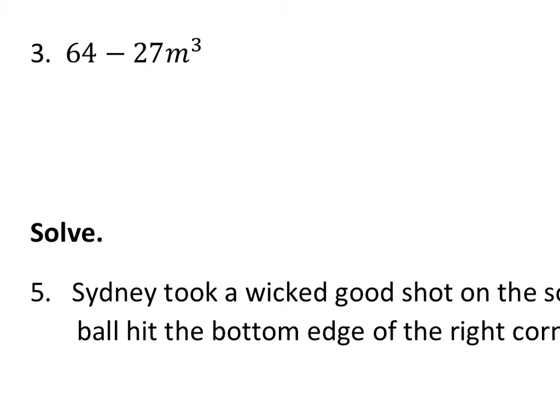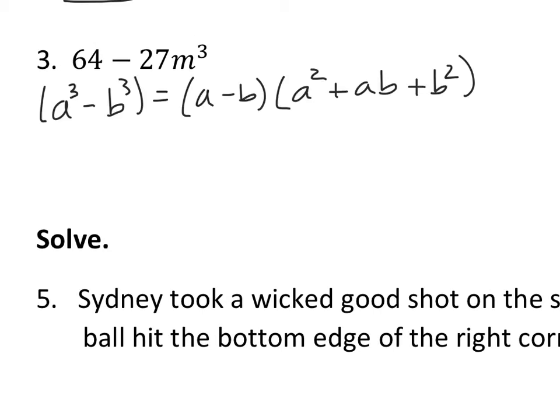All right, question 3 is the difference of cubes. 64 is a cube, 27 is a cube, and m cubed is a cube. So I'm going to use my difference of cubes formula. All right, so that's a cubed minus b cubed equals a minus b in parentheses times a squared plus ab plus b squared. This is a formula that you have to memorize. You're not going to be given this formula on the test. You have to know it.